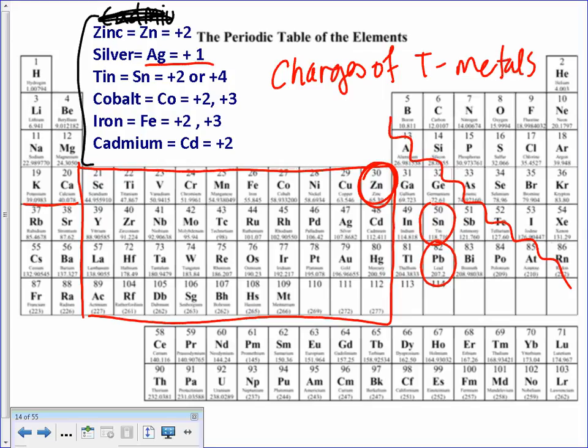So tin and lead have their own charges. And that's the one I forgot. I don't have lead up here. So both of these form the same specific charges. Lead 2+ or lead 4+. And that's because, look at them. They're right on top of each other. So they basically have the same electron configuration, just one row apart. Cobalt forms a 2 or 3. Iron forms a 2 or 3. Cadmium always forms a 2. Copper forms a +1 or +2.